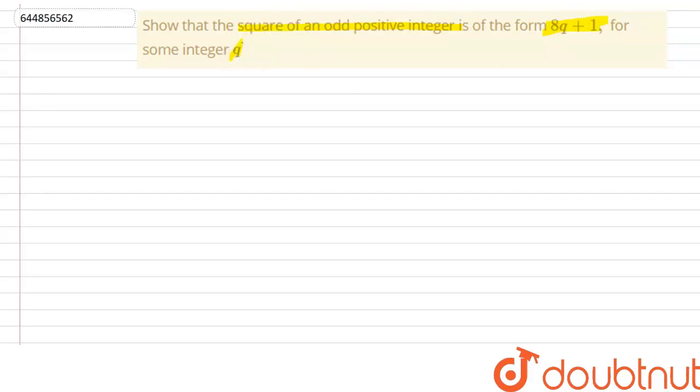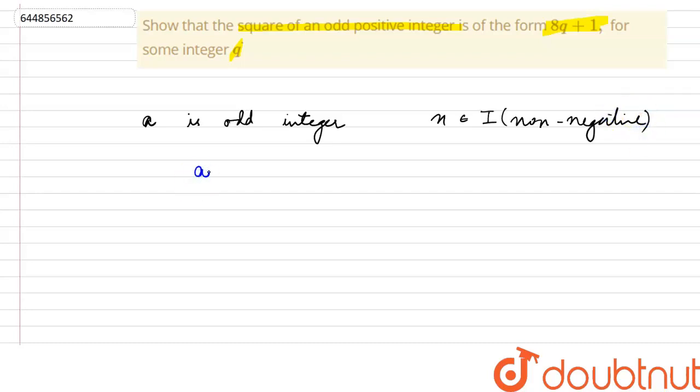Now let us see what we can write our odd integer as. Let us assume that a is an odd integer. If a is an odd integer, what can we say? For any n belonging to the integers, which is a non-negative integer, we can say that a can be written as a is equal to 2n plus 1.